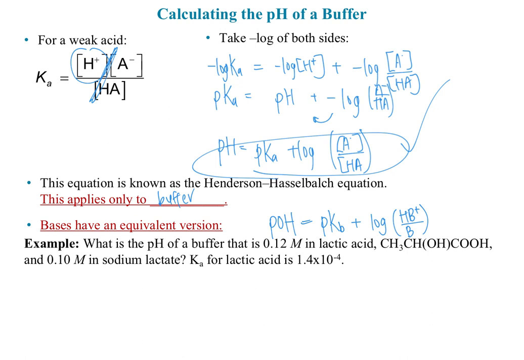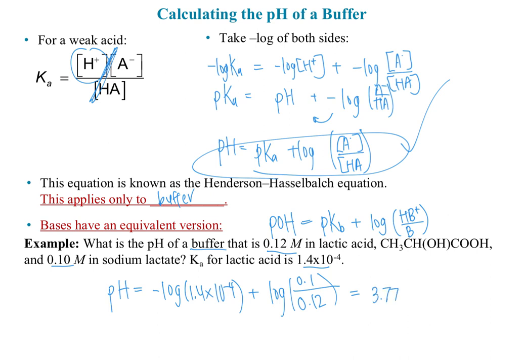So what's the pH of a buffer? Ding, ding, ding, Henderson-Hasselbalch. That is 0.12 molar lactic acid, 0.1 molar sodium lactate, and here's the Ka. So I'm going to use my pH equation, Henderson-Hasselbalch. pH equals pKa, so negative log of the Ka, which is 1.4 times 10 to the negative 4, plus log of the conjugate base, so A minus is lactate here, 0.1 molar, over the acid, lactic acid, 0.12. When I plug that in, I get my pH is 3.77.